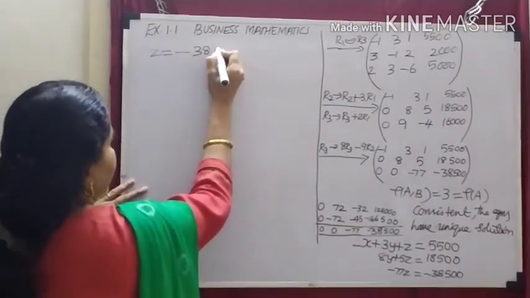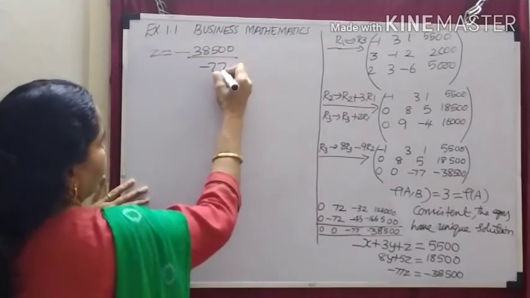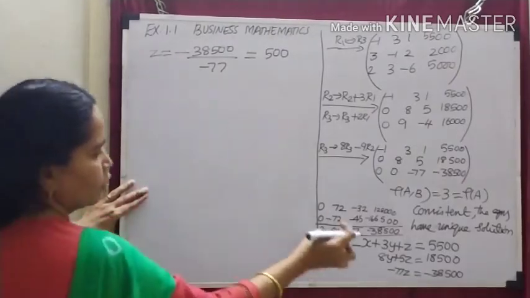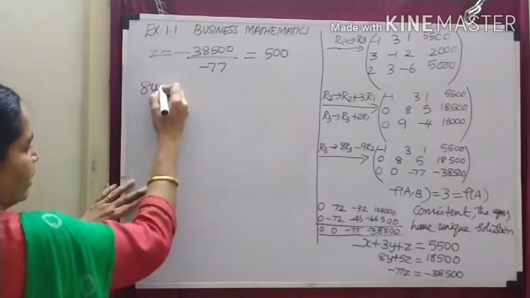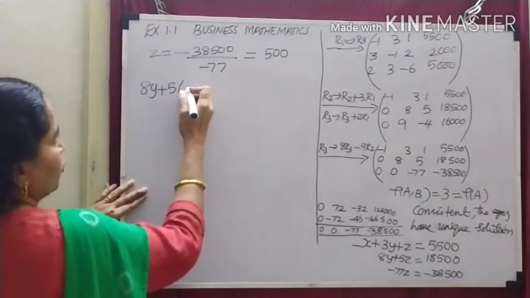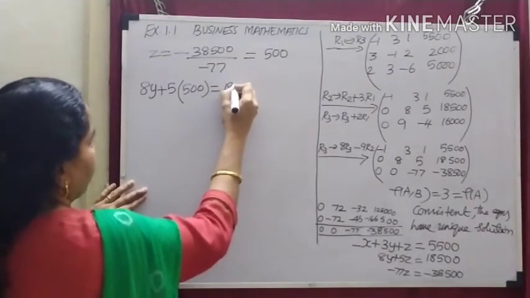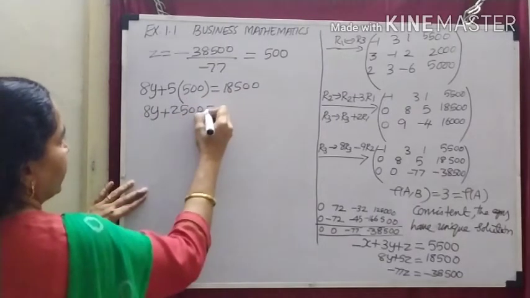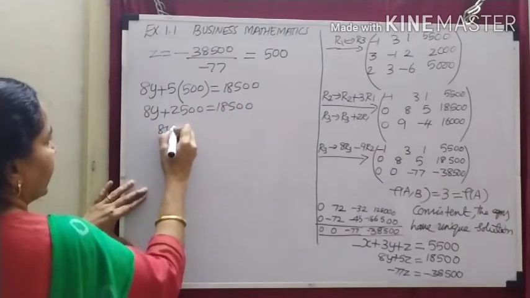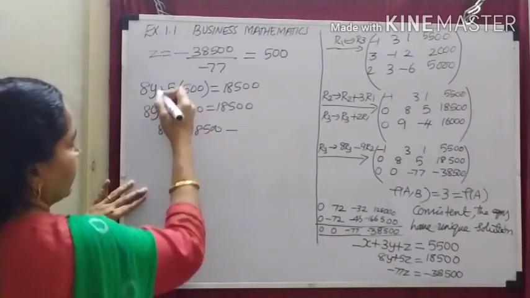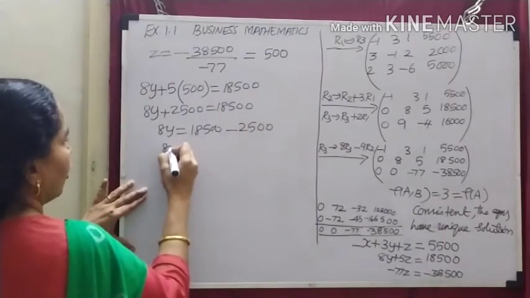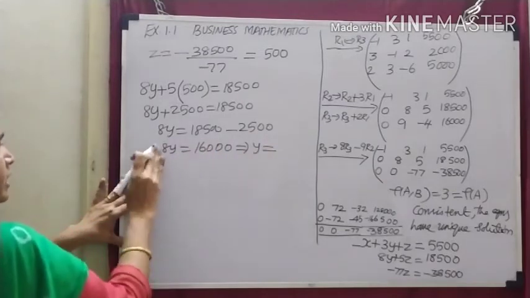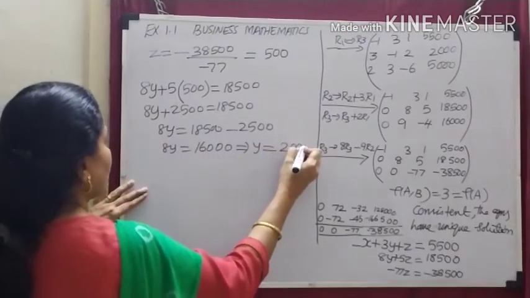So what is the z value? Minus 38,500 divided by minus 77. Cancel, it is 500. Putting the z value in the second equation: 8y plus 5, z value is 500, equals 18,500, or 8y plus 2,500 equals 18,500, or 8y is equal to 18,500 minus 2,500, or 8y is 16,000, or y is equal to 16,000 by 8, that is 2,000.